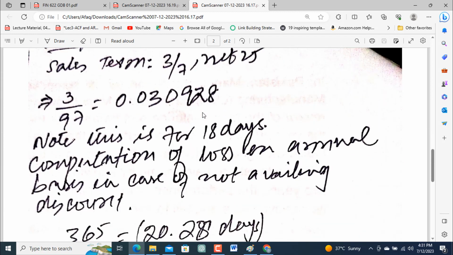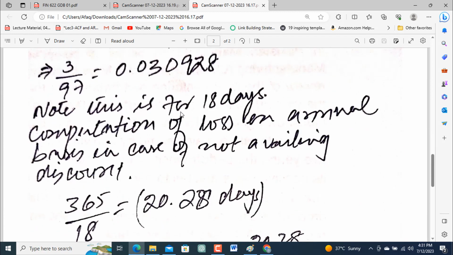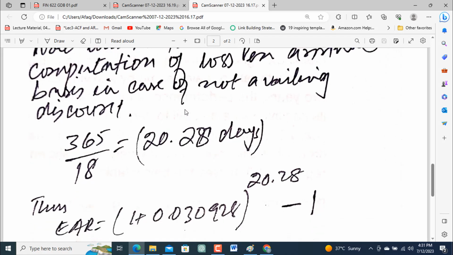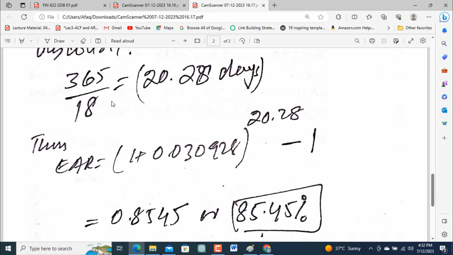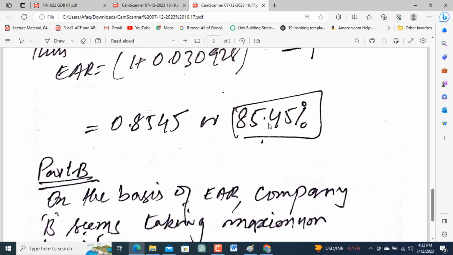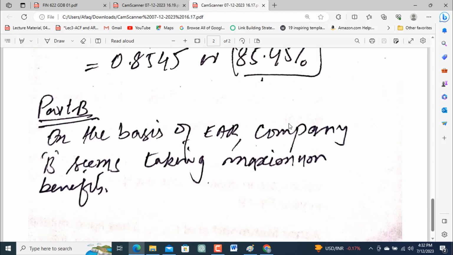Now come to company C. The same procedure is applied here. So 3/97 is 0.030928. This is for 18 days, because the net days is 25 days and the discount period is 7 days. For the computation of loss on an annual basis in case of not availing the discount, 365 divided by 18 is equal to 20.28. Thus EAR is equal to (1 + 0.030928) raised to the power 20.28, minus 1, which is 84.45%.